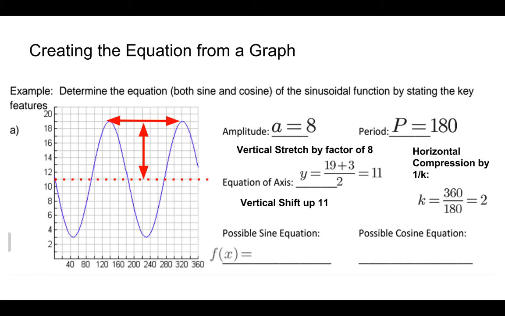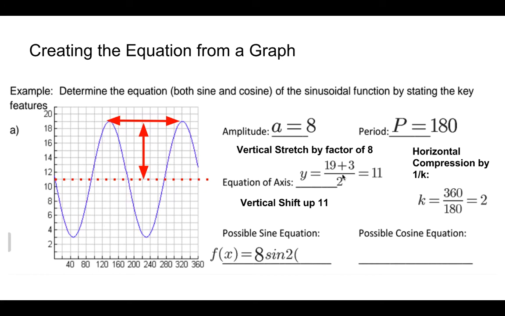Possible sine equation. So if we have a vertical stretch by a factor 8, we need an 8 on the front. Use sine. Now sine 2 will be to do a horizontal compression. Now it goes in the bracket, so there's going to be an x, but we have to have a horizontal shift. So this is the tricky part.